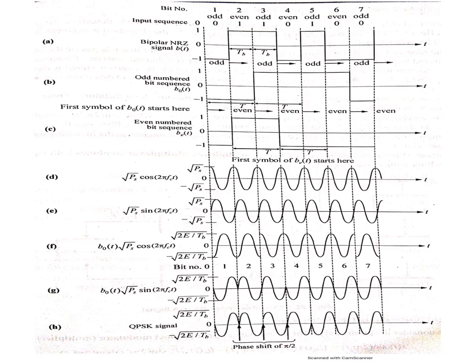That is the observation and the noticeable point we have to consider in the even and odd number bit sequence. Okay, next one, the D. The D represents the cosine carrier component cos 2 pi fc of t. The waveform is given.